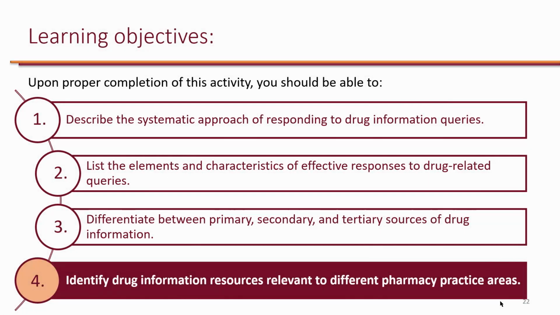We looked at the systematic approach of responding to drug information queries. Then we looked at the elements and characteristics of effective responses to drug-related queries. And then we differentiated between primary, secondary, and tertiary sources of drug information. Now, the final learning objective is to identify drug information resources relevant to different pharmacy practice areas.